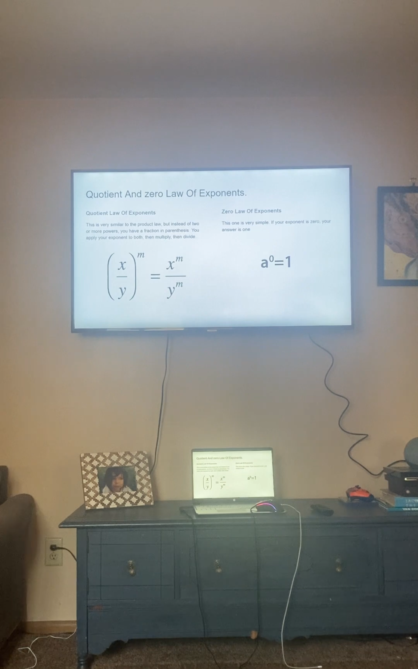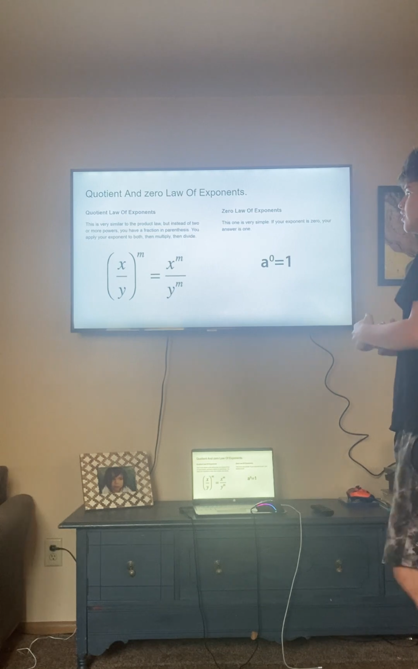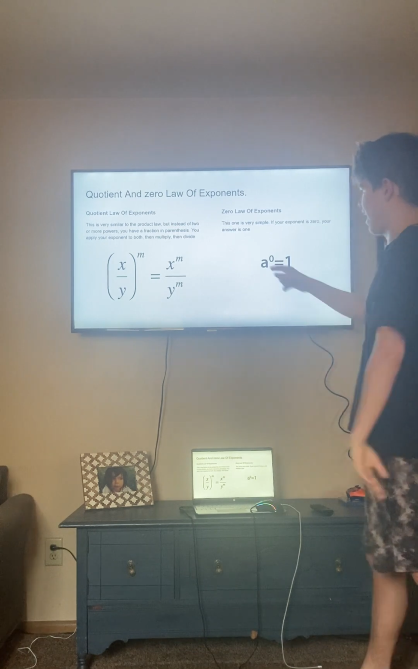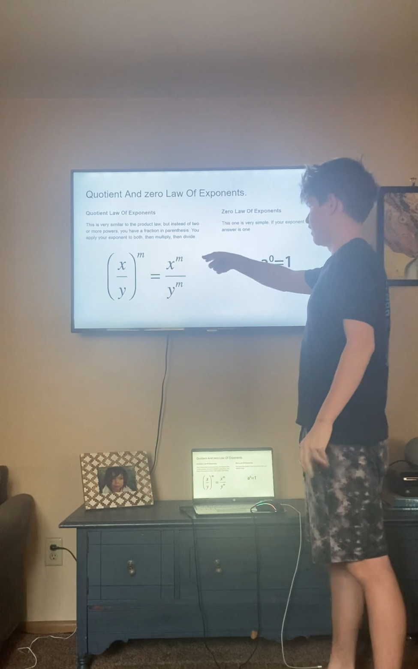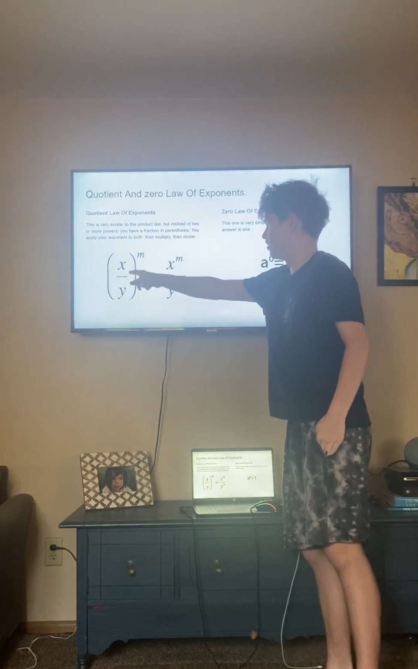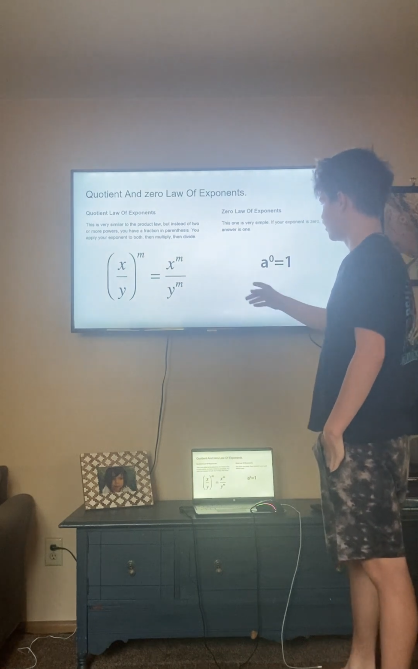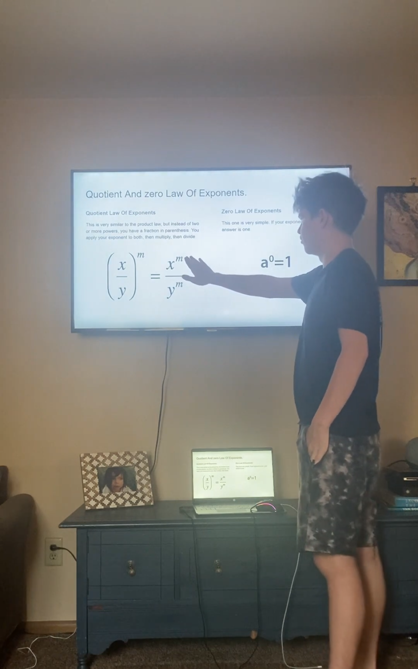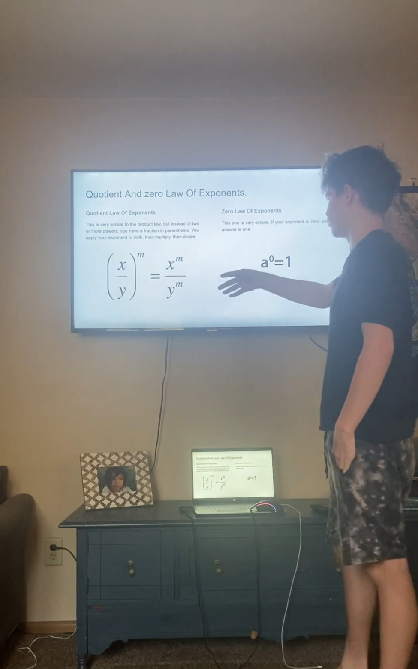Then we have our quotient law of exponents and our zero law of exponents. These are our last ones, so don't worry. With our quotient law of exponents, it's very similar to our last one. Instead of multiple numbers in parentheses, you have a fraction. And you simply put your exponent onto your powers, just like we did on the other one. And then once you have your actual fraction, you multiply until you have your real numbers, and then you divide.